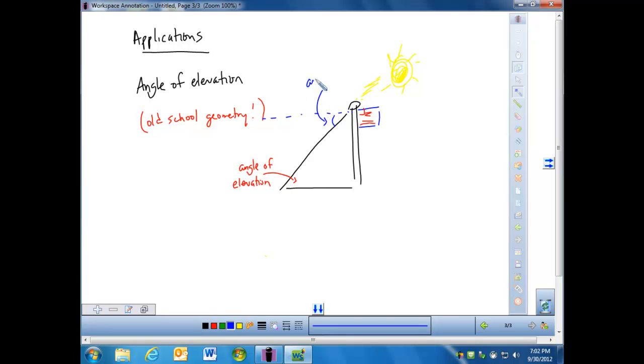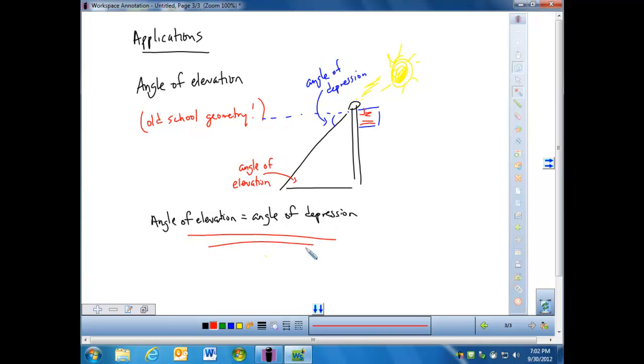The angle that is its alternate interior angle, right? The angle that is formed with a horizontal line and that hypotenuse is the angle of depression. Big thing you need to remember, especially if this does not ring a bell at all from back in geometry class: the angle of elevation and the angle of depression are always equal. So if you're asked for one or you're asked for the other, you can always solve the angle of elevation.